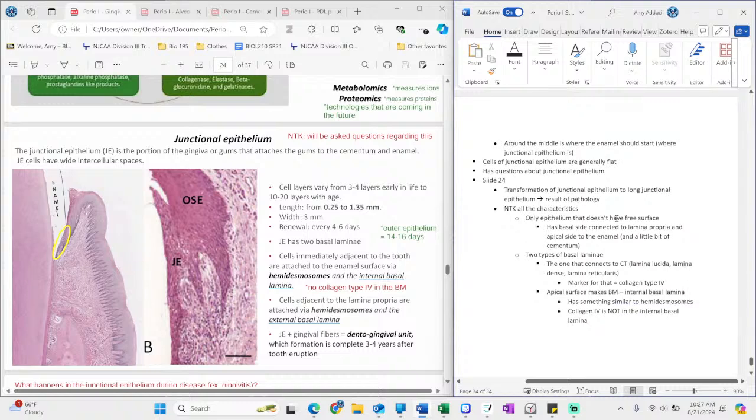Okay? And if something fails in that connection, remember, the result is bacteria can go through, and because it's deep into the sulcus, what is going to happen? It's going to go straight into the PDL. Yes? So you said the internal one has no collagen involved? No collagens involved at all.